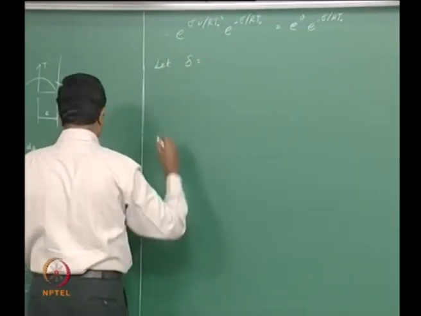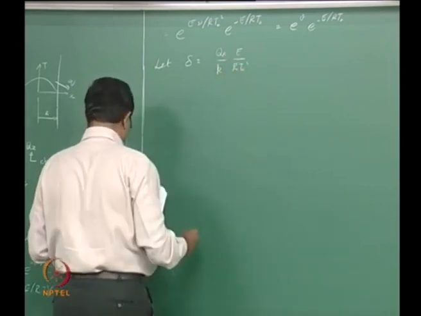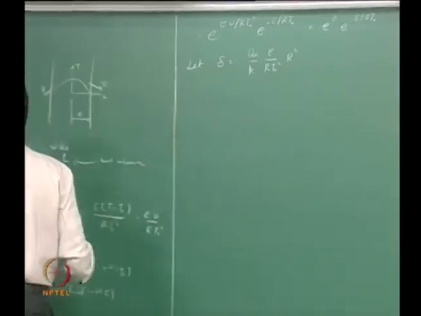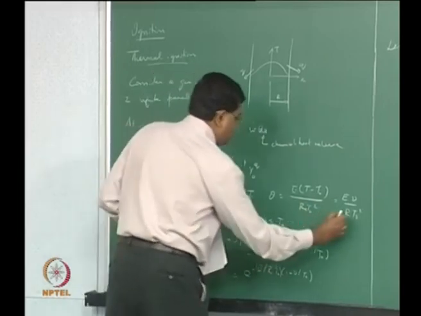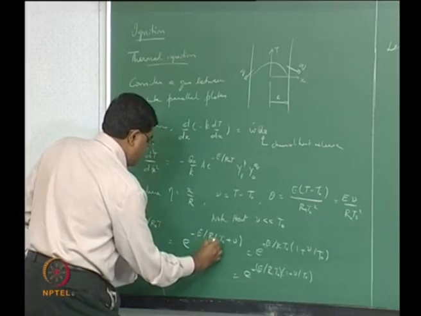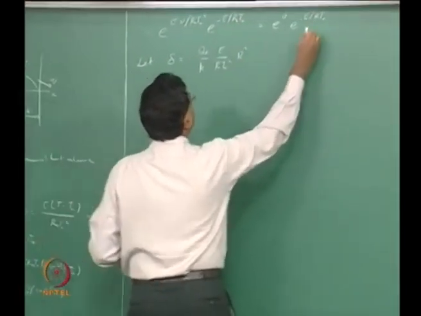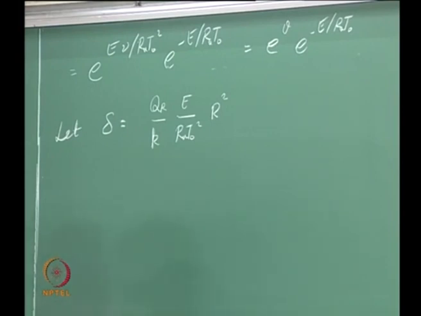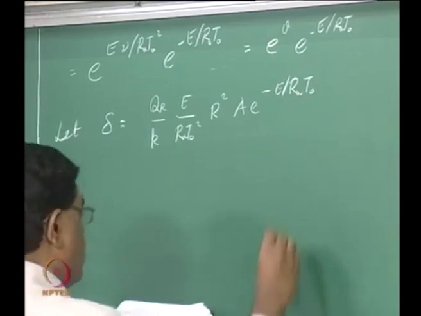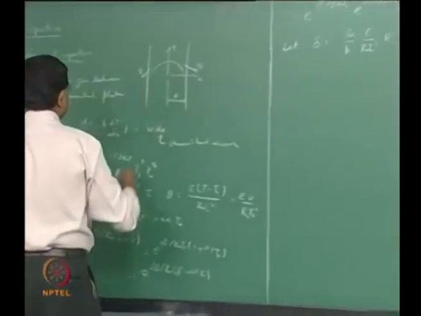Okay. Now let us say delta equals q_r over k, E over R T naught squared, R squared. Well, maybe again I am mixing up symbols, so we should go back and write this as R_u, and R_u, and R_u. There are plenty of places where we need to make this correction. So delta equals q_r over k, E over R_u T naught squared, capital R squared, A e to the minus E over R_u T naught, Y_F to the power p, Y_O to the power q. Just in case, maybe we can go back and put q dots there.